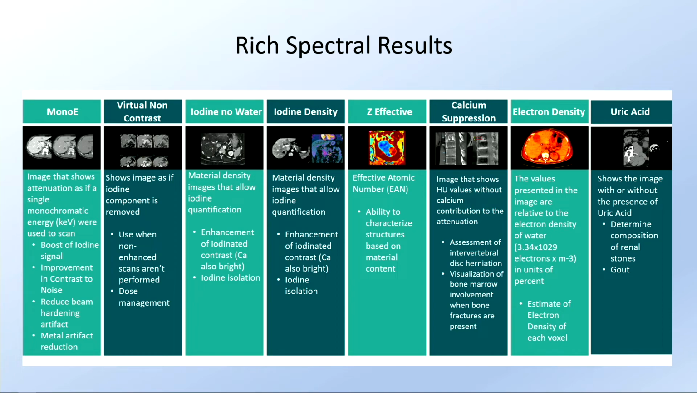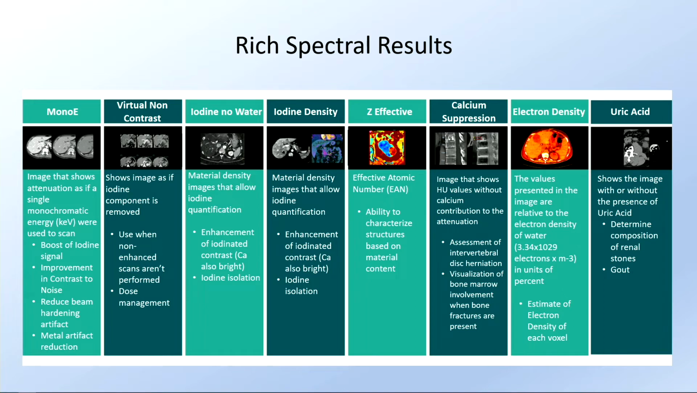So we'll talk about the different options that you get a little bit. You can see on the left the mono-Es. These are images that show attenuation as if a single monochromatic energy was used to scan. When are these useful? If you scan a patient where the attenuation is too low, this can boost the iodine signal, and it can save a case that otherwise would have been non-diagnostic. It can generate improvement in the contrast to noise. It can reduce beam hardening artifact or provide metal artifact reduction as well.